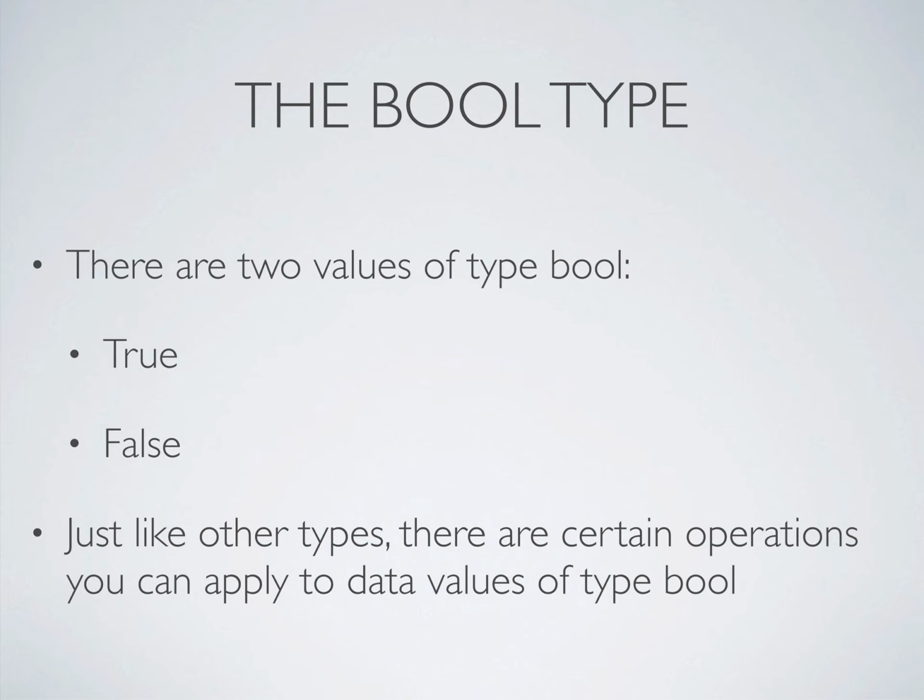A couple things I do want to point out about this bool type. To write one of these bool values in your code, you just type the word True or the word False, but the T or the F needs to be capitalized, and they are not strings, so make sure you do not put quotes around them. It's just True and False as it's shown right here on the slide. So just like all the other types that we've talked about, there are certain operations that you can apply to these bool types, that you can do with these Trues and Falses.